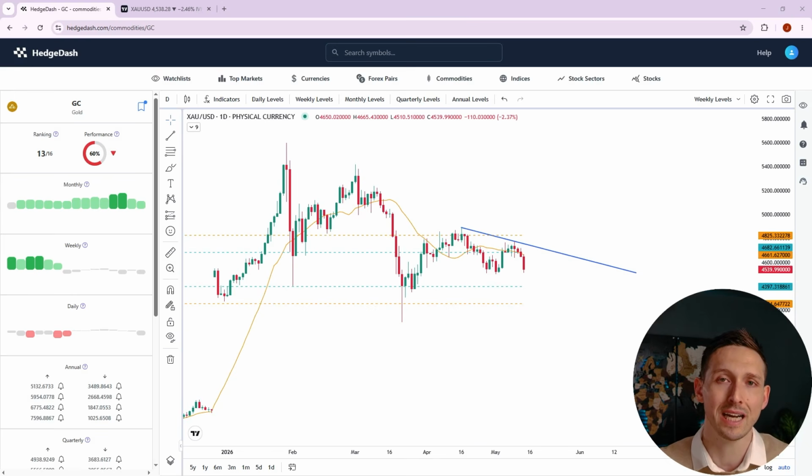Gold and silver tend to outperform the best when the dollar is going down. As the dollar's been selling off recently, we've seen gold really outperforming. So now the dollar is looking like it's setting to break higher. This is going to put downward pressure on gold and silver. So going into next week, I have a bearish bias on gold and silver.